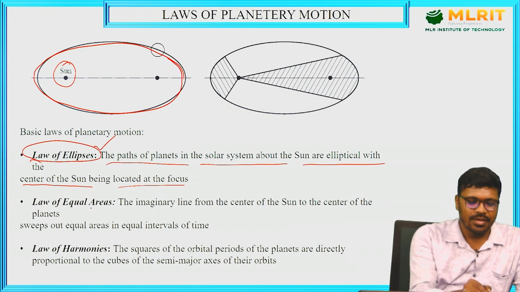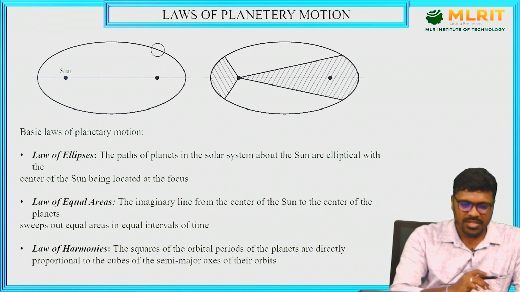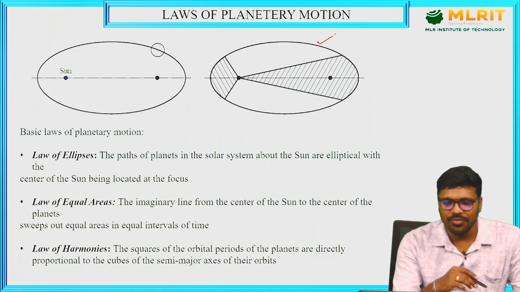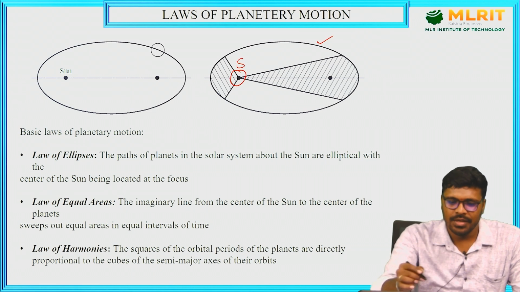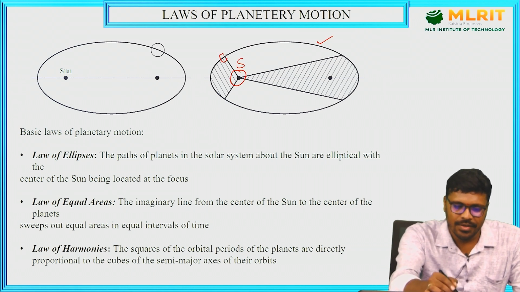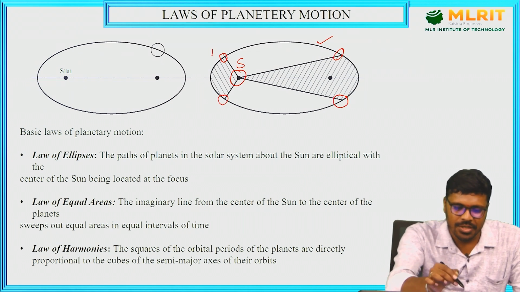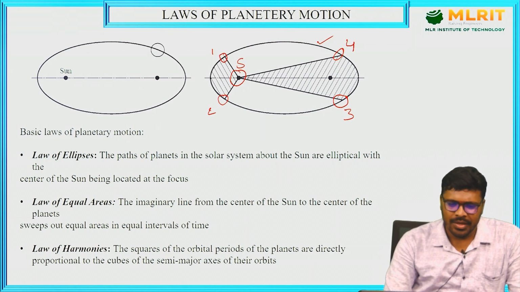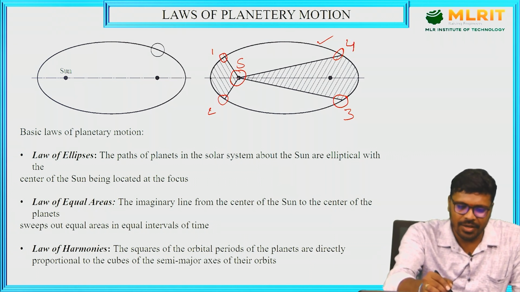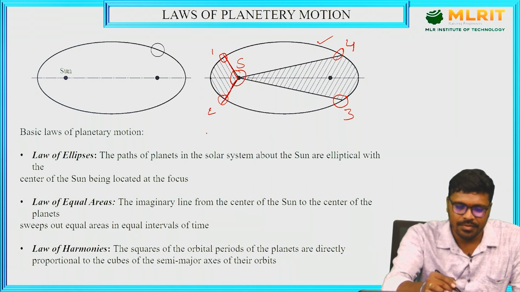The second one, the law of equal areas. What is this law of equal areas? Suppose you consider an elliptical path followed by a planet, and consider this as the sun. These are the different positions of the planet: position 1, position 2, position 3 and position 4. If you join a line from the sun to the planet at position 1, this is the line, and if you join the lines at different positions, these are the lines.